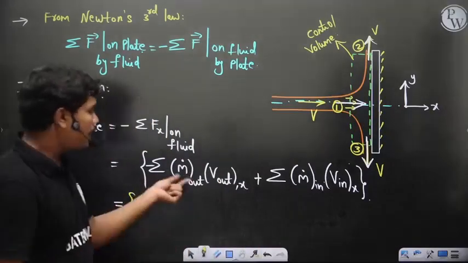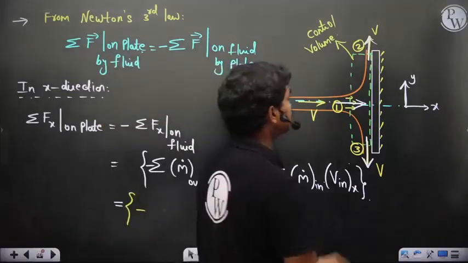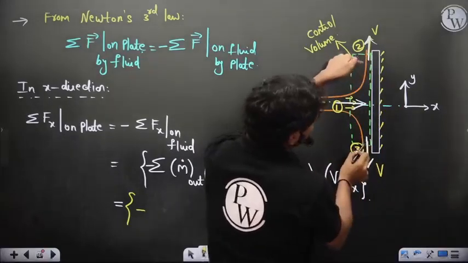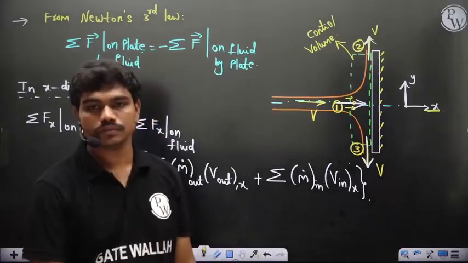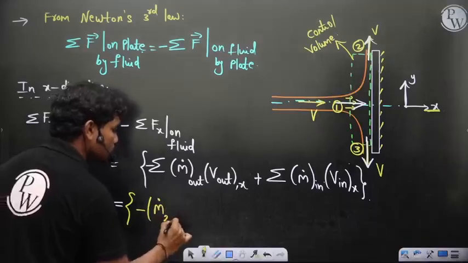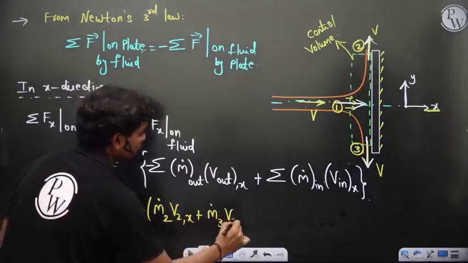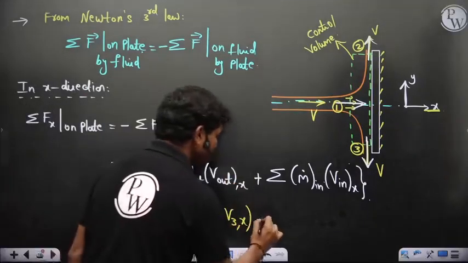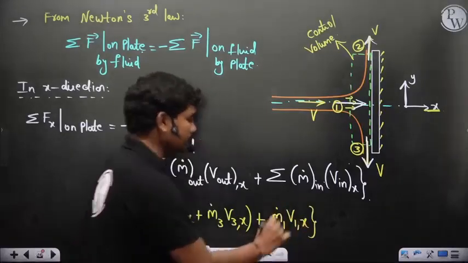Minus m dot out v out in the x direction. So first we think about the outlets. Here is one outlet, here is another outlet, but at these two outlets, is there any velocity in the x direction? Tell me. So let me write this as minus, now summation, m dot 2 v2 in the x direction plus m dot 3 v3 in the x direction. These are the two outlets. Plus the inlet, m dot 1 v1 in the x direction. This is the total expression.